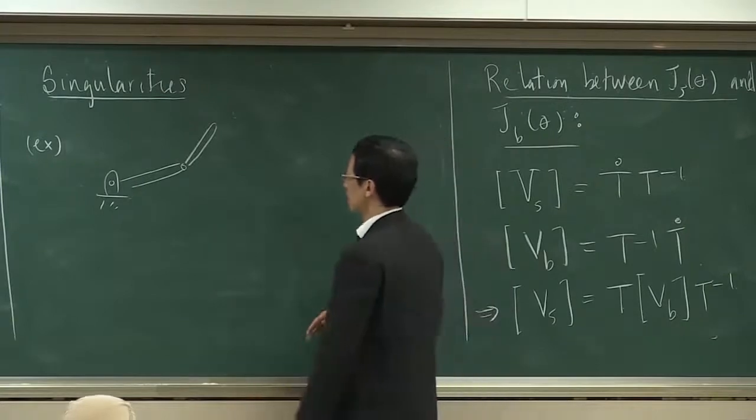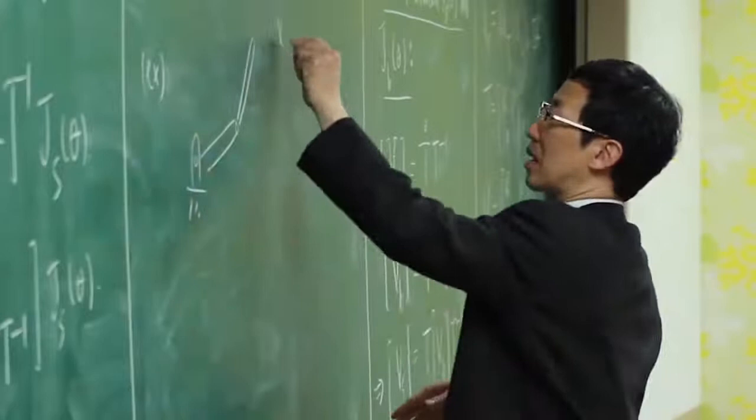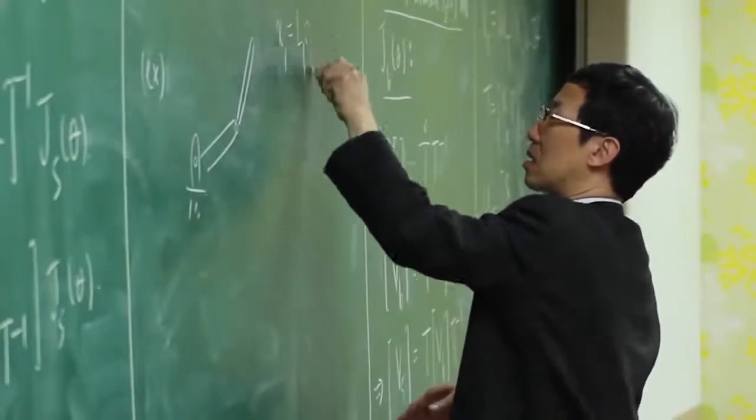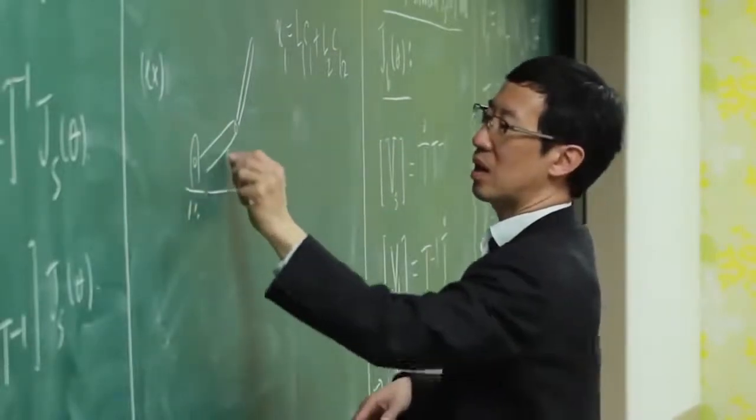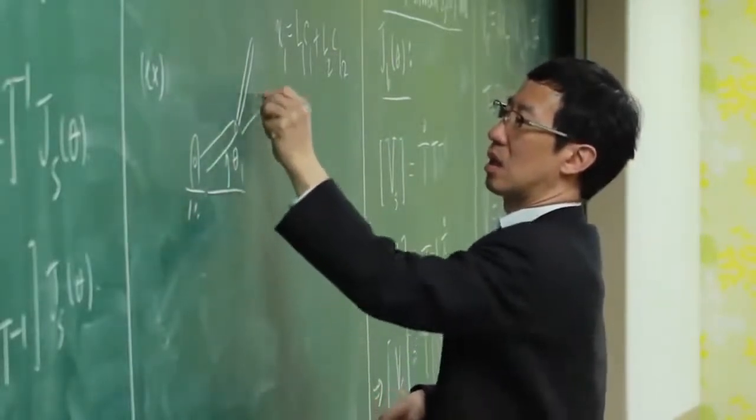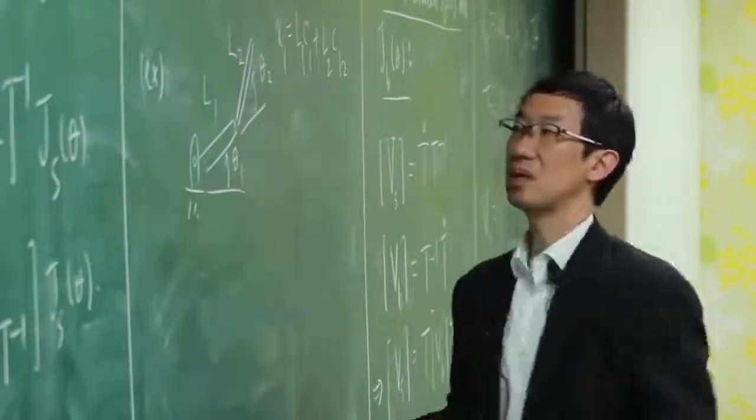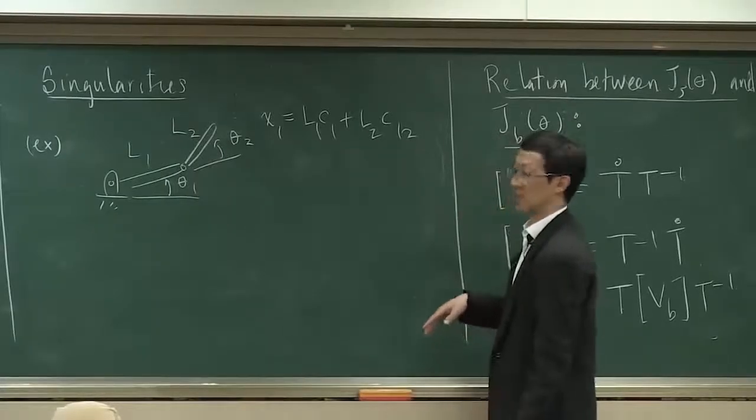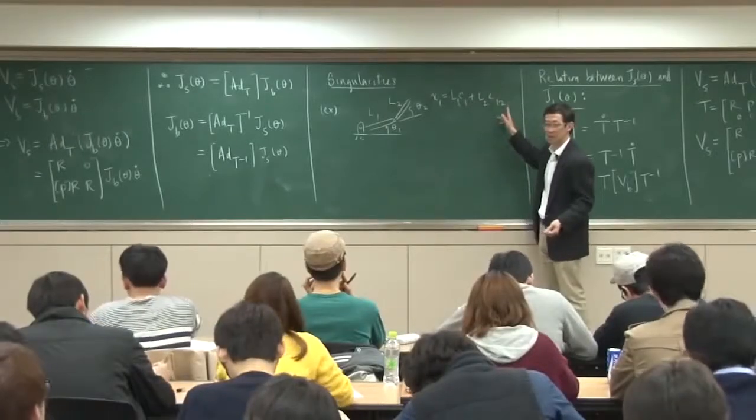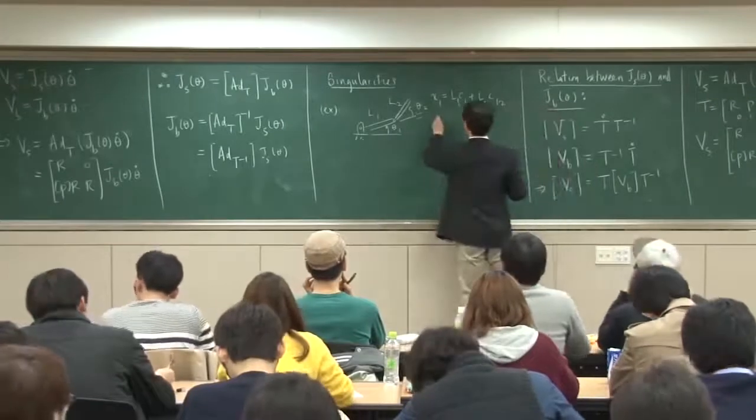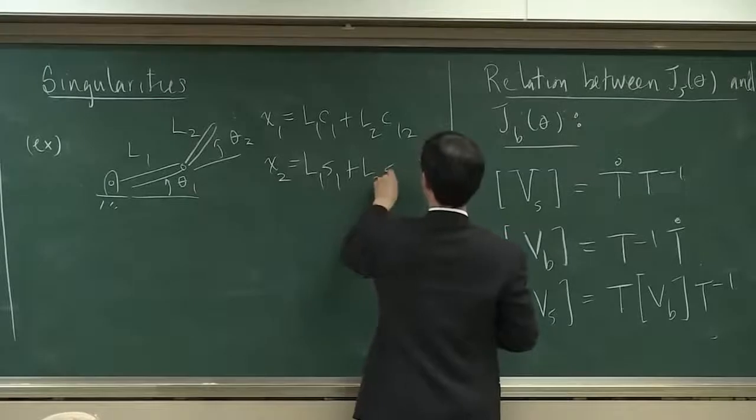And let's write the forward kinematics. So x1 is L1 C1 plus L2 C12. We define the angles in the usual way. Here's theta 1, here's theta 2, here's link length L1 and L2. So x1 is L1 cosine theta 1 plus L2 cosine of theta 1 plus theta 2, and x2 is L1 S1 plus L2 S12.